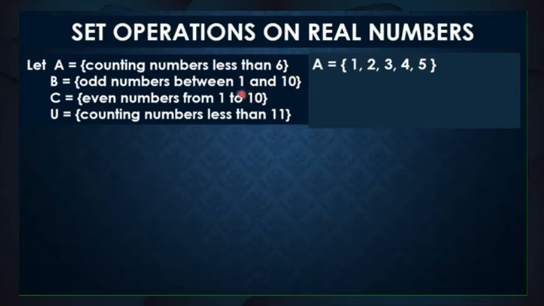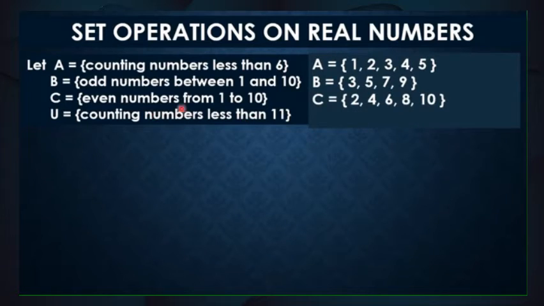Okay? So, let's have set B. So, set B, odd numbers between 1 and 10. So, ano yung mga odd numbers? What are those numbers o odd numbers between, nasa gitna ng 1 and 10? So, we have 3, 5, 7, 9. Okay, let's have set C. So, set C, even numbers from 1 to 10. So, even numbers from 1 to 10. So, simula sa 1 hanggang 10, what are the even numbers? So, we have 2, 4, 6, 8, 10.